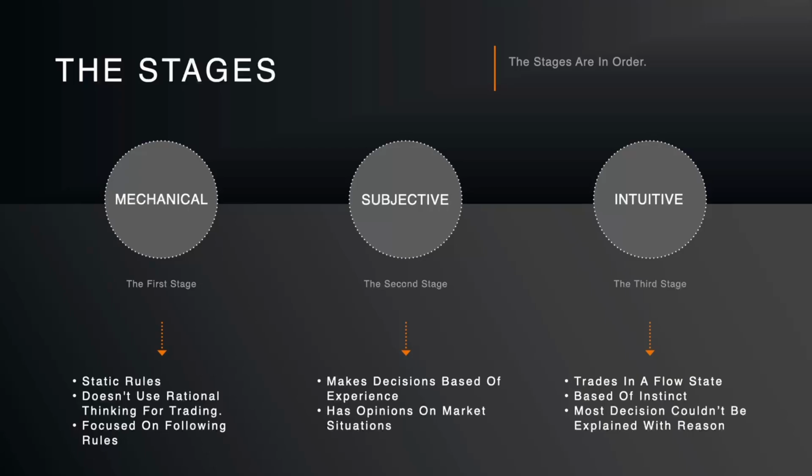And what this means is most decisions that they make cannot be understood by reason. They usually just do it because of gut feeling, intuition. And that's what the intuitive stage is. These traders are in absolute flow with the market. They've gotten over all the psychological problems that stop them from getting into the flow state and start trading in the now moment with the market. These are the 3 stages of every trader.